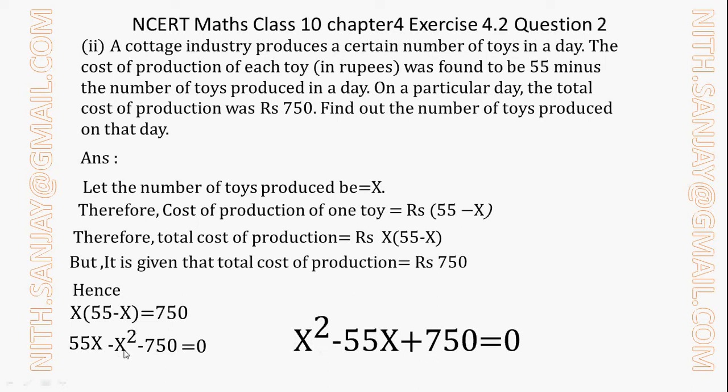I have written x square here. I have actually multiplied it by minus 1. So minus x square becomes plus x square, plus 55x becomes minus 55x, and minus 750 becomes plus 750. Why? Because I need x square as a positive term. This is just a rearrangement.